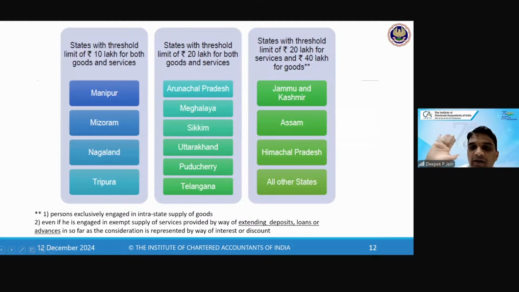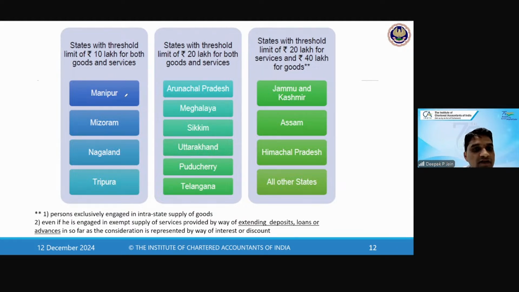So this is the overall limit we are seeing: 40 lakhs and 20 lakhs will apply to all kinds of states, okay, that is Jammu and Kashmir, Assam, Himachal Pradesh, and all the states basically. When they say all the states except these states, that is 4 states here which have one threshold limit, and 6 states here which have a different limit, and then the balance states will have the third limit. So there are 3 types of states.